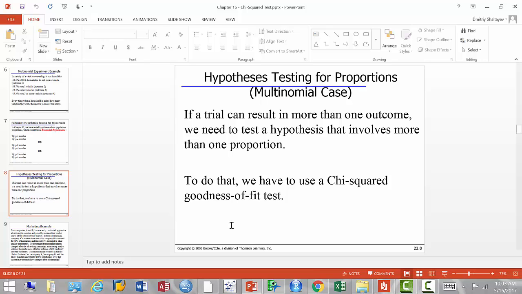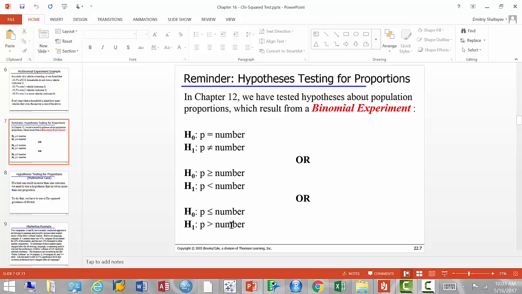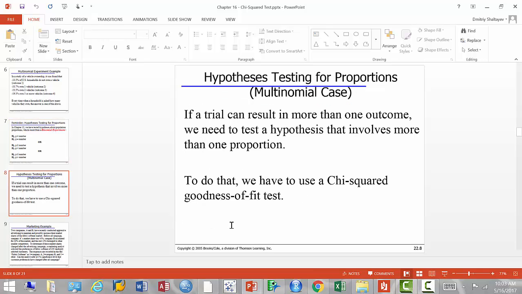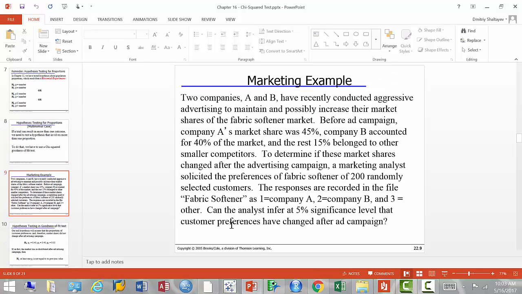K, right? And therefore, you can't really formulate hypotheses in this form, just like we used to, because more than 2 proportions presents a problem. We kind of have to test all proportions simultaneously. So therefore, we're going to have to figure out something more elaborate and more sophisticated than just testing one proportion. So let's take a look at the example.